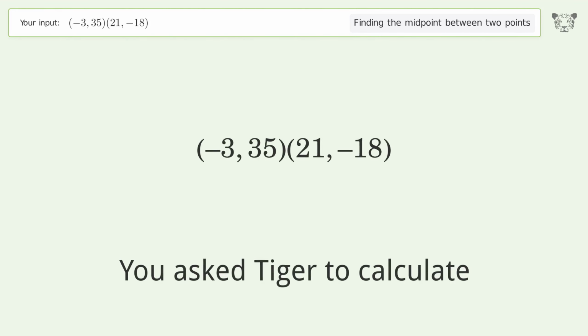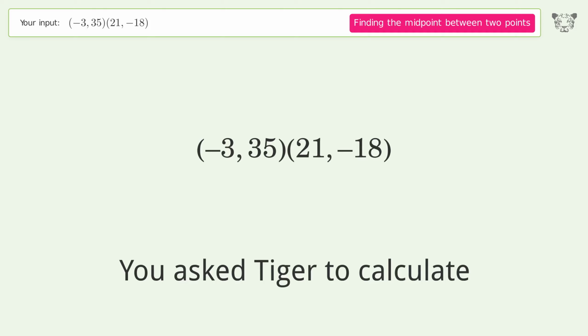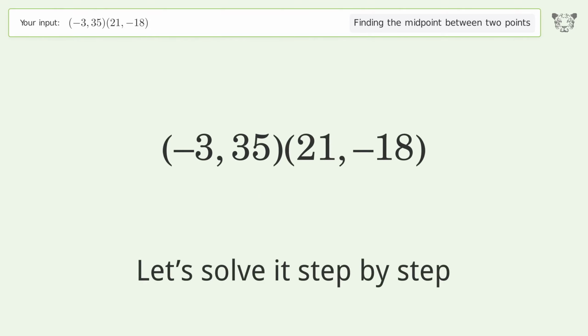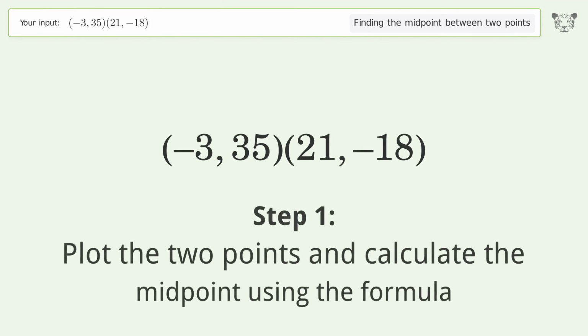You ask Tiger to calculate. This deals with finding the midpoint between 2 points. The midpoint between the 2 points is 9, 8.5. Let's solve it step by step. Plot the 2 points and calculate the midpoint using the formula.